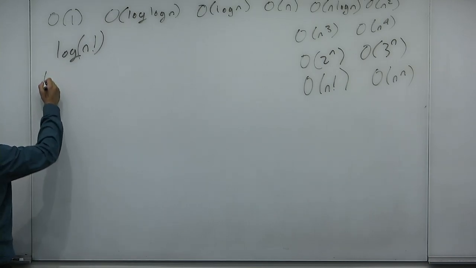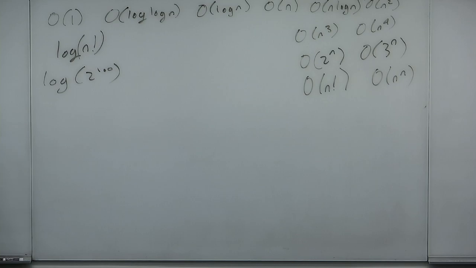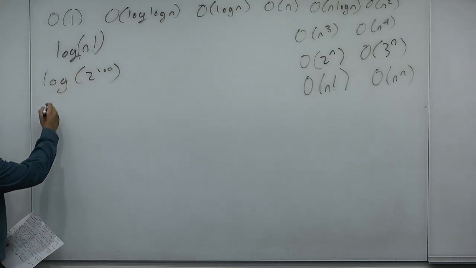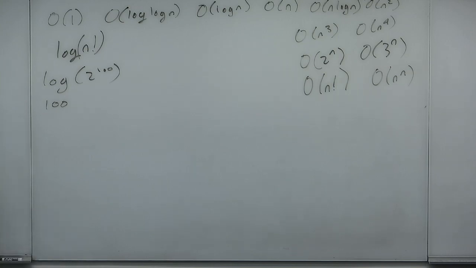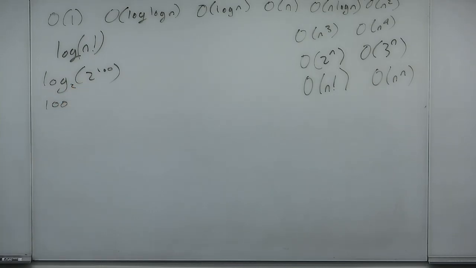Log is so slow, in fact, 2 to the 100 is more than the number of atoms in the universe, okay? 2 to the 100 is such an unfathomably large number. But log of 2 to the 100 is just what? Just 100, right? By the way, I'm not writing the subscript. When we write log, we usually mean log base 2. We'll prove later there's a reason we're not writing the subscript. It doesn't really matter. We'll talk about that later.